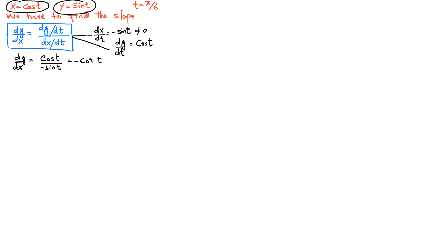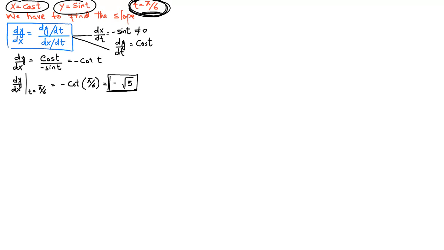Okay, but we need the slope for t is equal to pi by 6. So we have to fix the point for t is equal to pi by 6. What will we get? Minus cotangent of pi by 6. I put the pi by 6 value. From the calculator you can calculate this is equal to negative of square root of 3. So this is the slope of these parametric equations when you have the point t is equal to pi by 6.